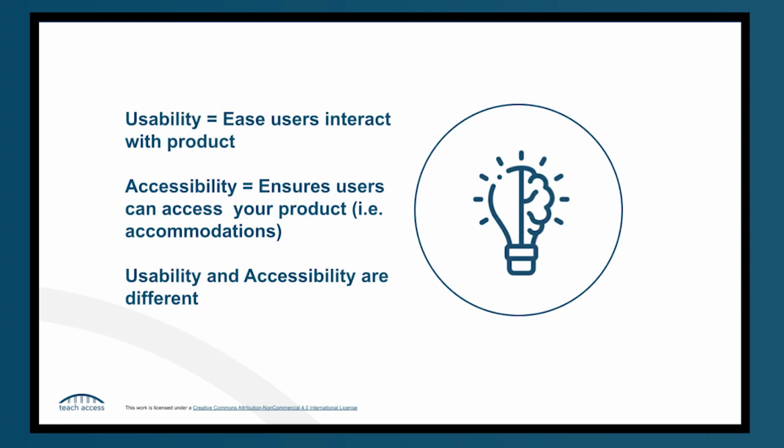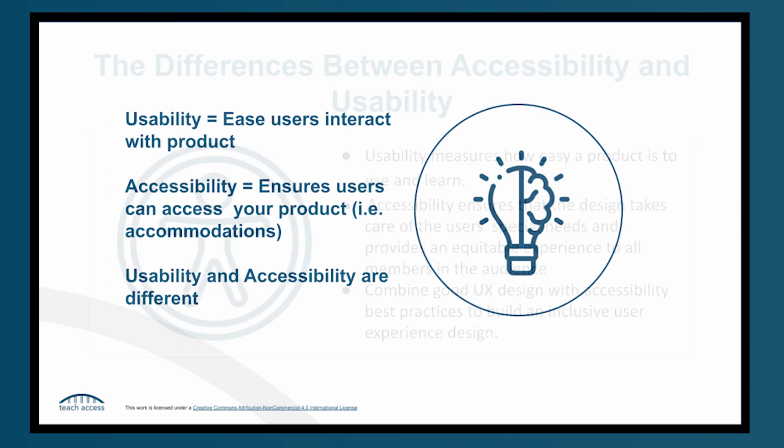What is accessibility in UX design? While usability refers to the ease with which users interact with your product, accessibility ensures they can access it. When we hear the term accessibility, we often think about accommodations. Accommodations are important, but there are other aspects of accessibility. Accessibility can be confused with usability. There is some overlap, but they are different, and one cannot exist without the other.